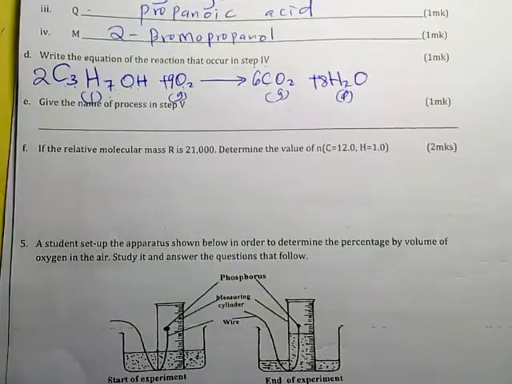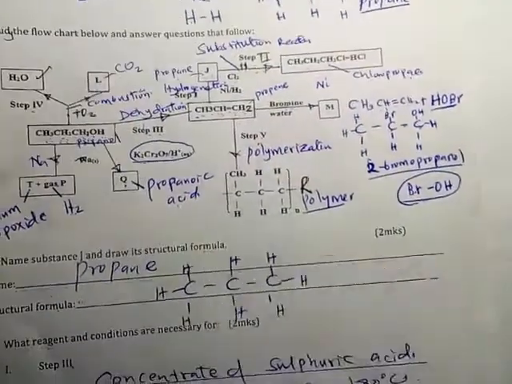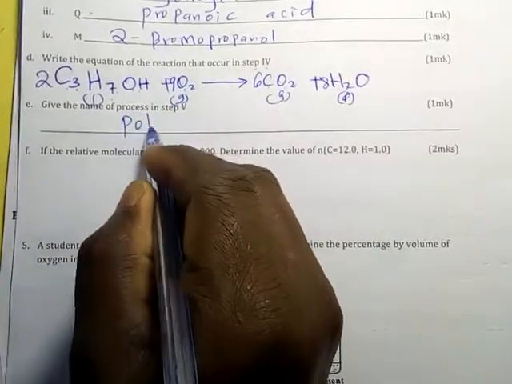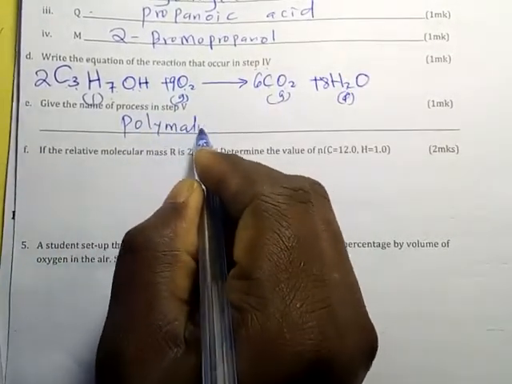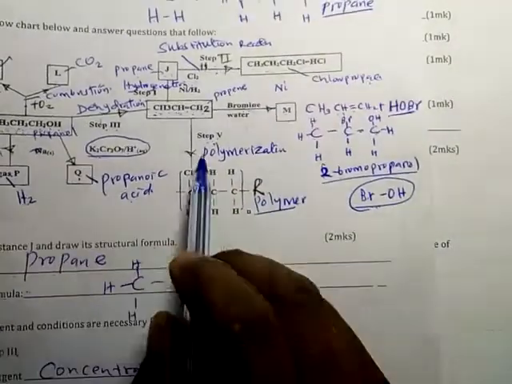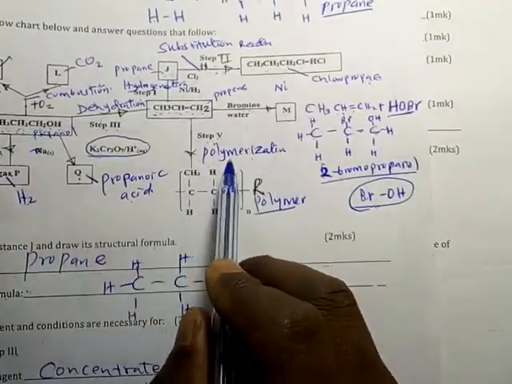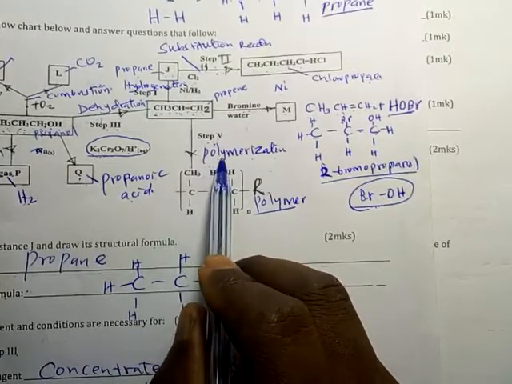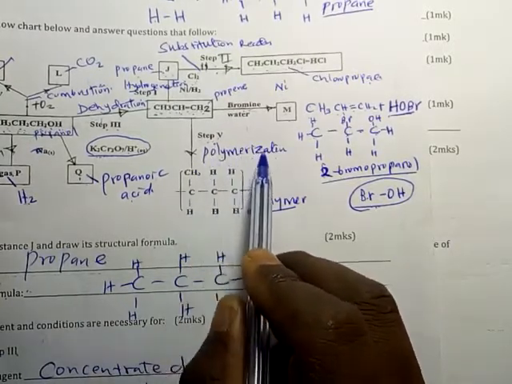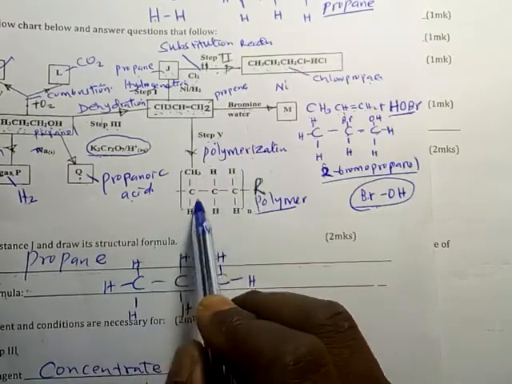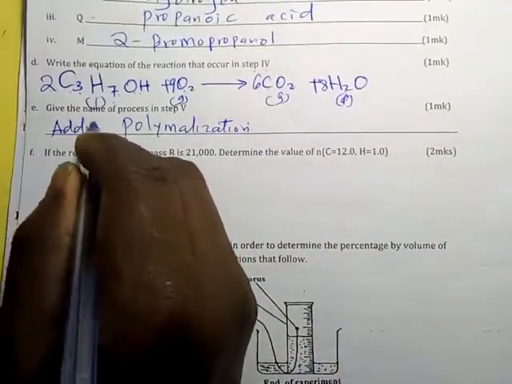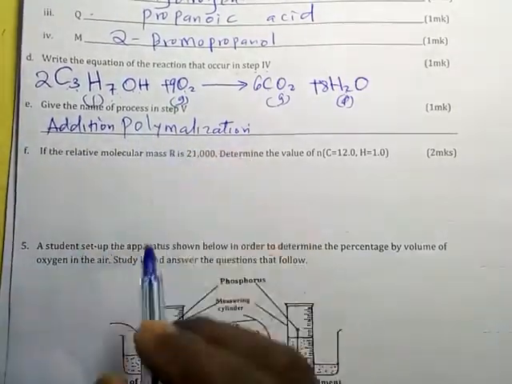Give the name of the process in step 5. Step 5 is polymerization. But what type of polymerization? We have 2 types of polymerization: condensation polymerization and addition polymerization. Therefore, if you write polymerization alone, you will score nothing. Therefore, this one is addition polymerization.